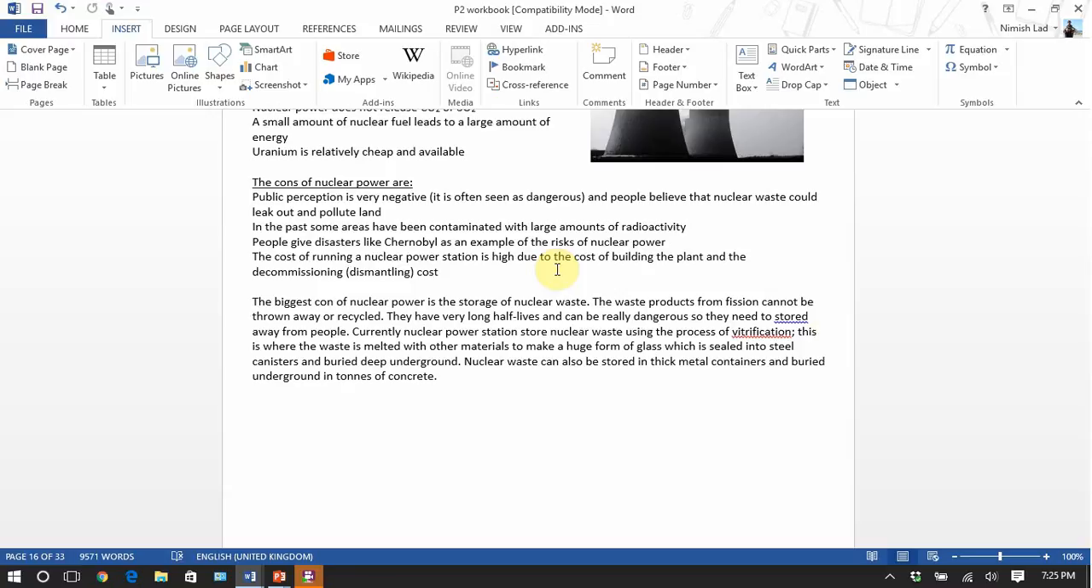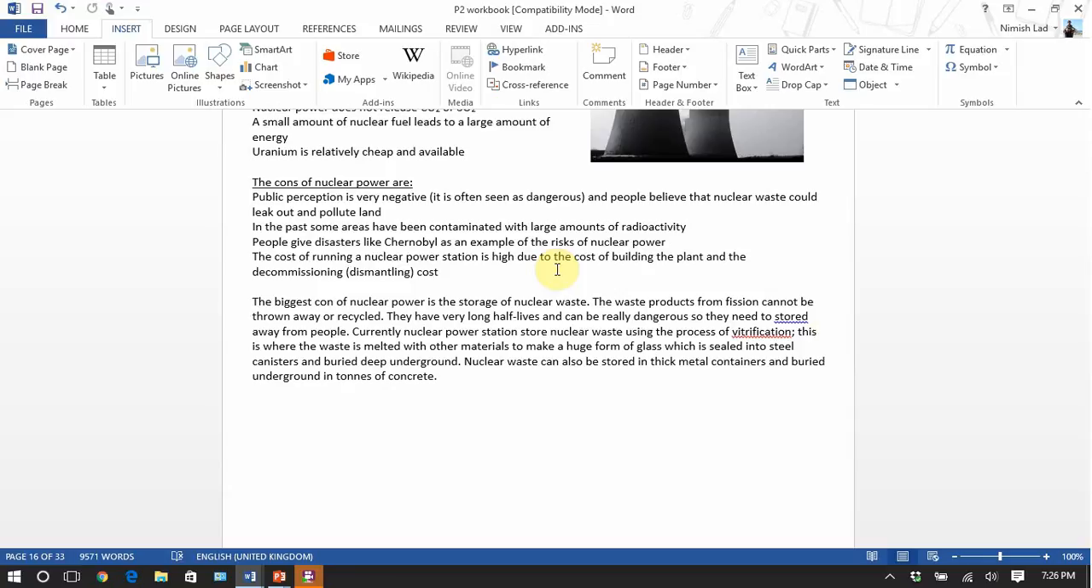They have very long half-lives, so they can be dangerous and need to be stored away from people. Normally it's done by a process called vitrification. You don't need to know that name, it's just handy to know because it helps describe the process, where the waste is melted with other materials to make a huge block of glass, which is sealed in stainless steel canisters and kept deep underground. So essentially they bury this nuclear waste underground.